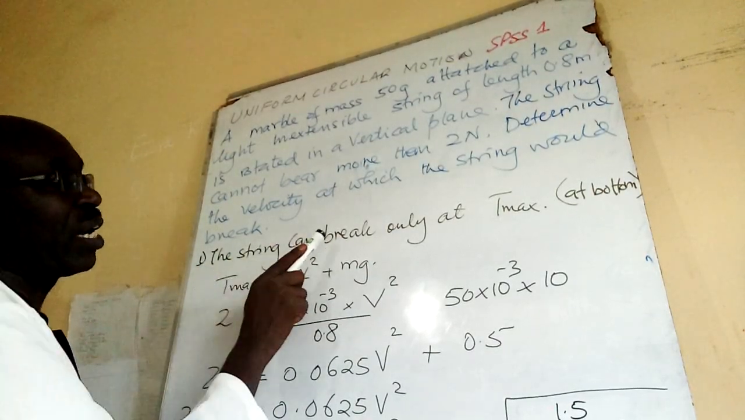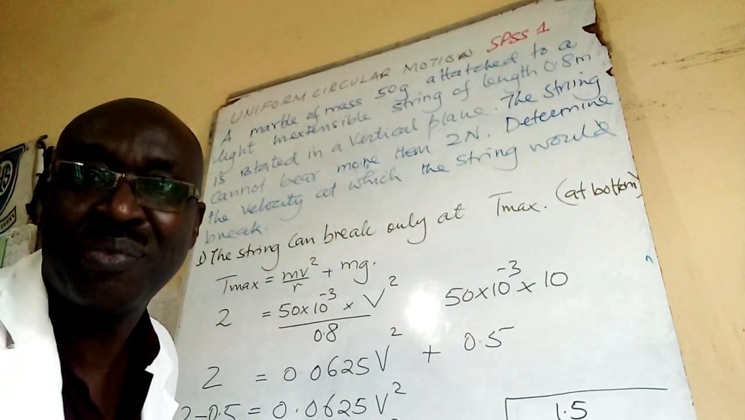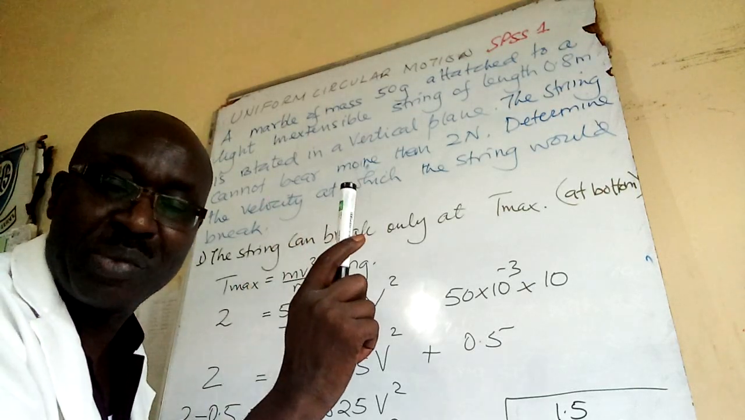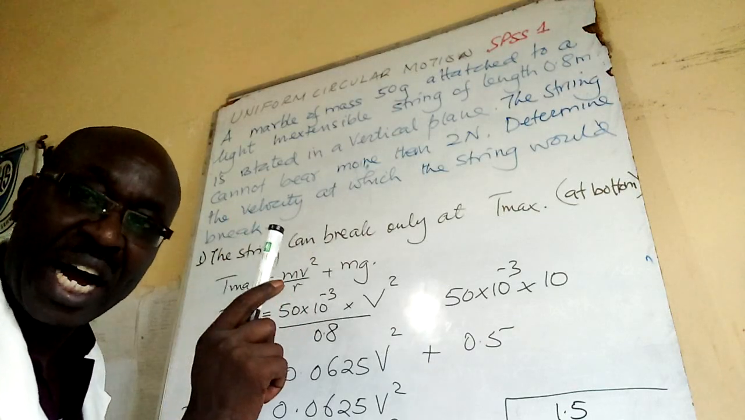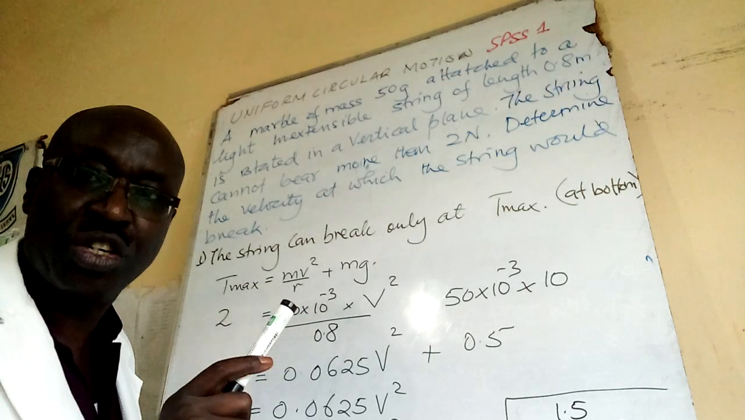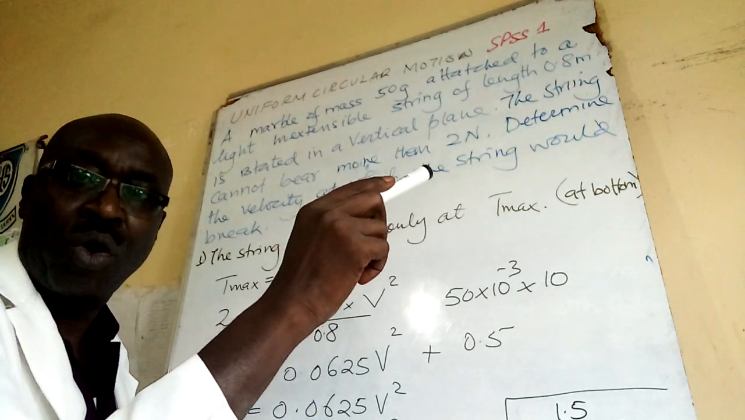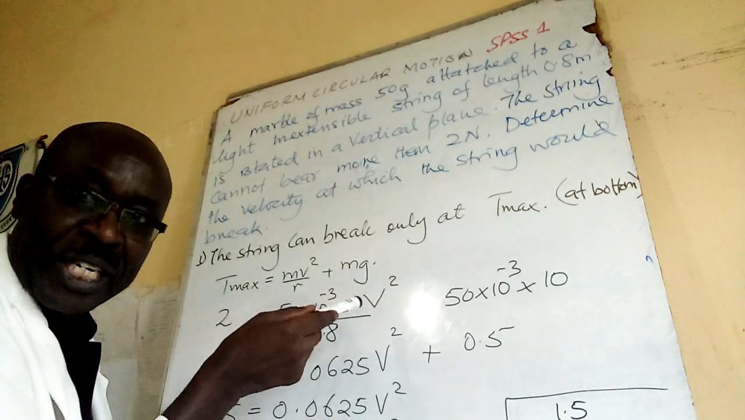the string can break only at T maximum. Remember, we did maximum tension and minimum. So this string can only break at maximum tension. When do we have maximum tension? At the bottom, when the mass is passing the lowest point.